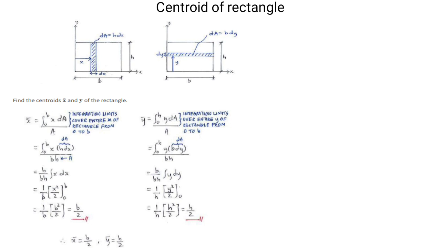Now we find the centroid of the rectangle, x bar. x bar is equal to the integral of 0 to b of x into dA divided by capital A, which is equal to the integral of 0 to b of x into H dx divided by the area of the rectangle, b into H, which is equal to H divided by BH. The integral of 0 to b of x dx is equal to 1 divided by b, bracket x square divided by 2, the limit 0 to b, which is equal to 1 divided by b into b square divided by 2. Therefore, x bar is equal to b divided by 2. The centroid of the rectangle x bar is equal to b divided by 2.